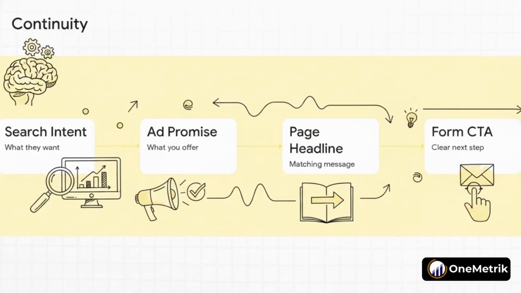Okay, checkpoint 6. This one demands absolute message continuity. Think of a click as a promise accepted by the user. If they search for enterprise payroll migration and the ad promises an assessment, but then the landing page just says a super generic "transform your business," the user has to reconstruct the relevance themselves. And most of them, they'll just leave. Message continuity means the language must remain unbroken, from the initial search intent to the ad promise to the page headline, right down to the final CTA.